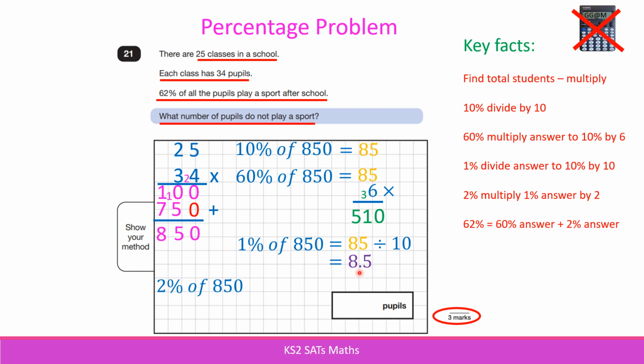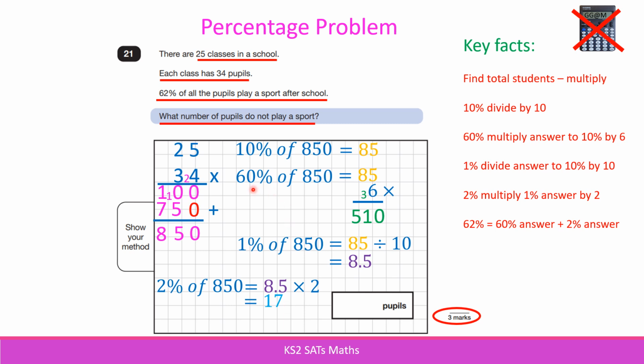Now I've got 1%, I've got to work out 2%. So 2% of 850. If I've got 1%, to get to 2% I'm going to double it. So I've got to double 8.5, or times 8.5 by 2. Double 8 is 16, and double 0.5 is 1. So 16 plus 1 is going to give you 17.